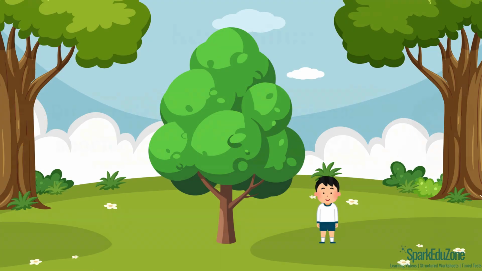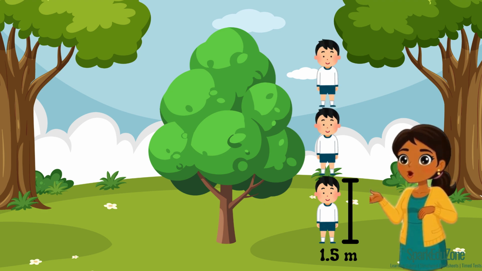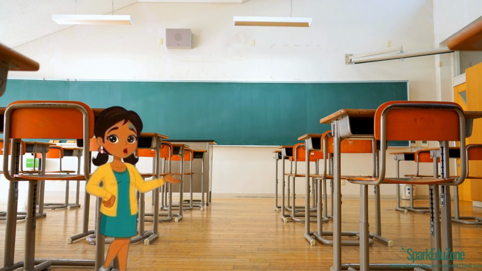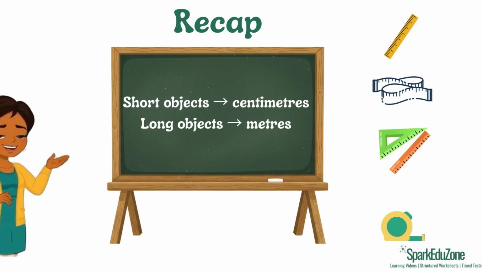Here's a fun trick. To estimate the height of a tree, compare it to your friend's height. If your friend is 1.5 meters tall and the tree is about 3 times taller, the tree is roughly 4.5 meters. You can also estimate your classroom length by walking 1 meter steps across it. It's that simple. Let's recap.